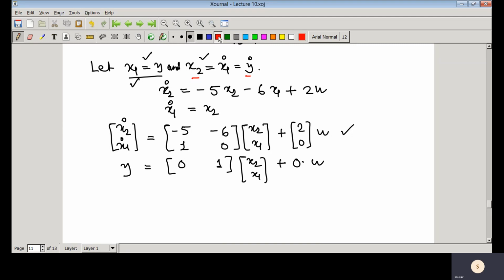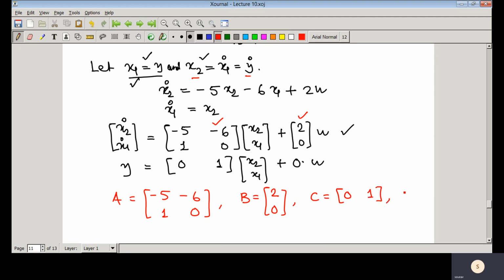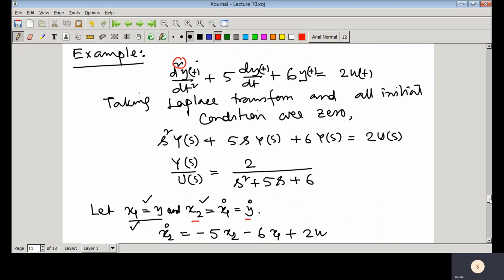So what is your A matrix for this particular system? A matrix is [-5, -6; 1, 0], and B matrix is [2; 0]. This is your A matrix, and C matrix is [0, 1], and D matrix is 0. So now we are interested in what would be the transfer function.